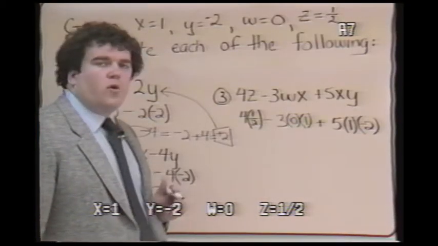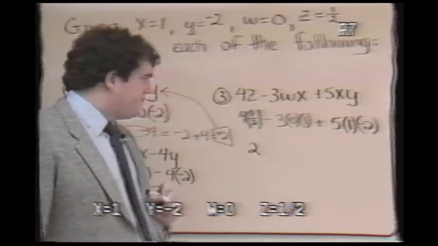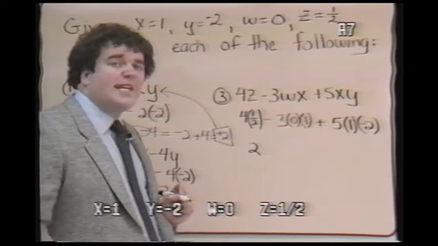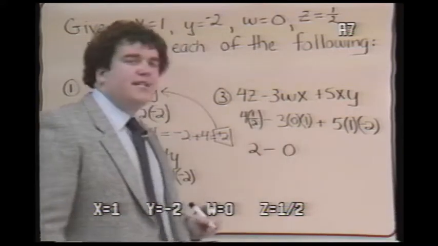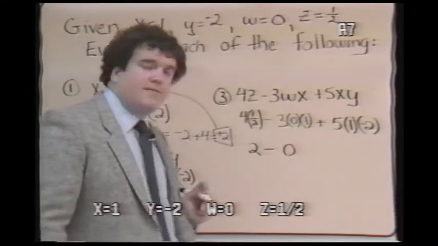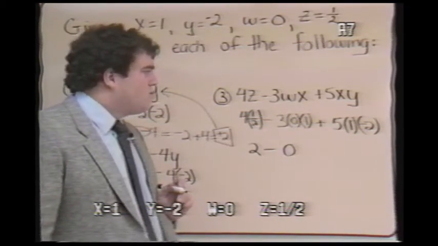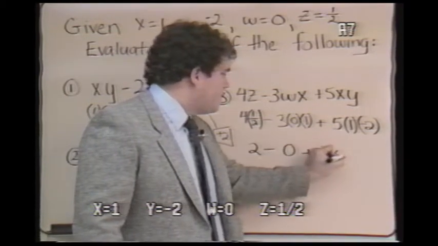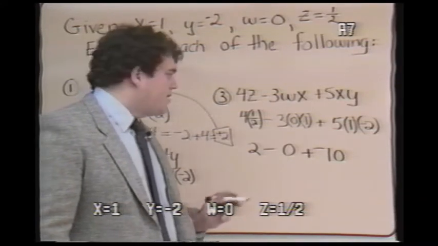Let's go through the whole thing now. 4 times 1/2 is 2. 3 times 0 times 1. What is that? It's 0. Once we get that 0 in there, everything else is eliminated. They're all multiplied together like that. Then we have 5 times 1 times negative 2, and that's negative 10. So 2 minus 0 is 2, plus negative 10.